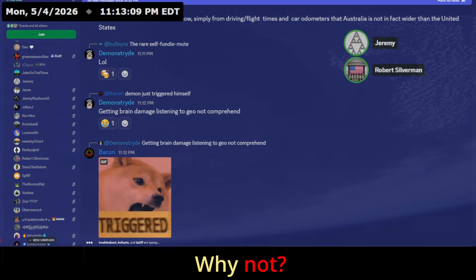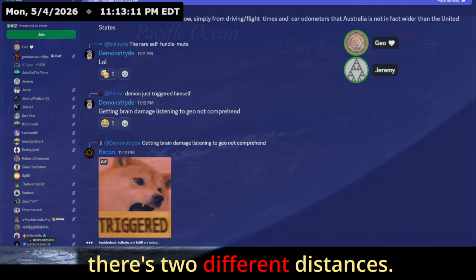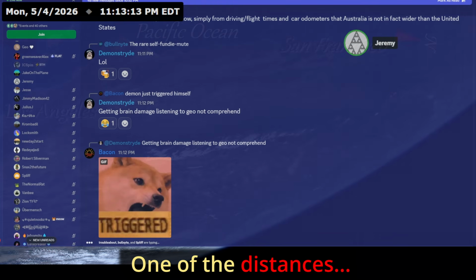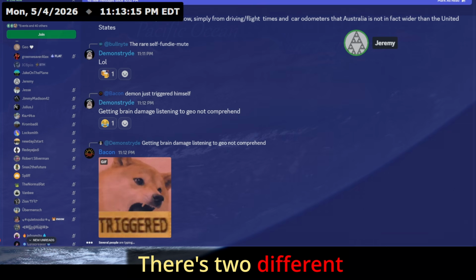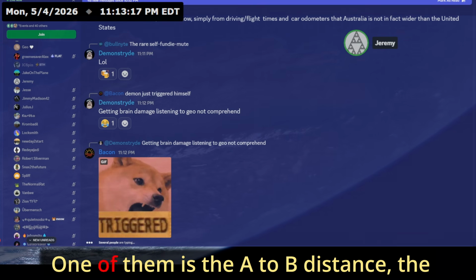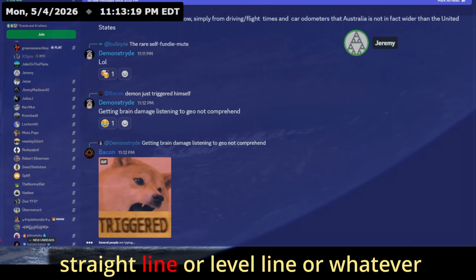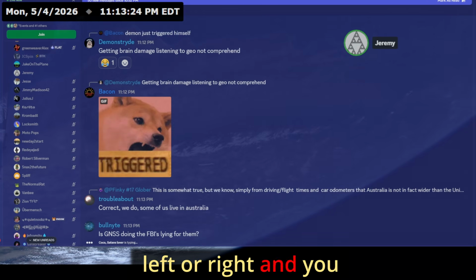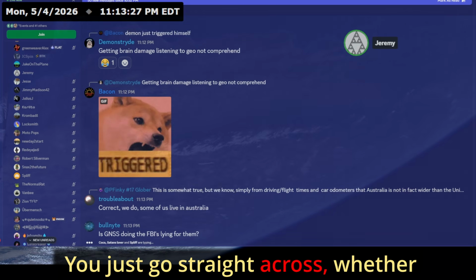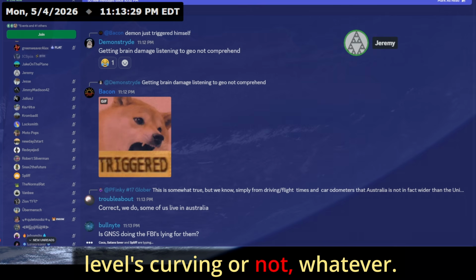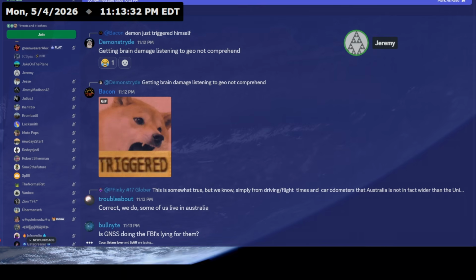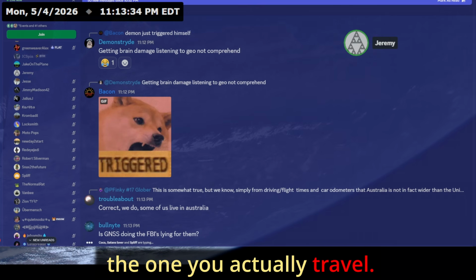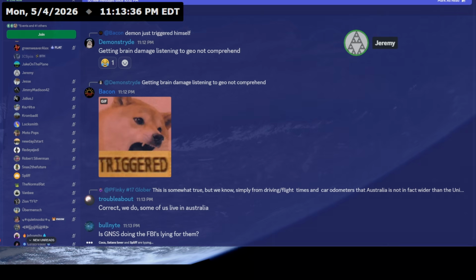What do you mean? Why not? Well, there are two different distances. One of them is the A to B distance, the straight line or level line, whatever you want to call it. The one where you don't turn left or right and you don't go up or down. You just go straight across, whether level is curving or not, it'd be a level distance. And then the other one is the one you actually travel. That's a different distance.